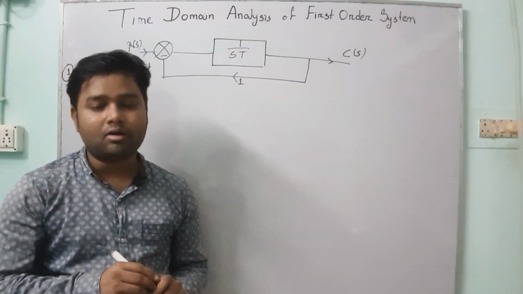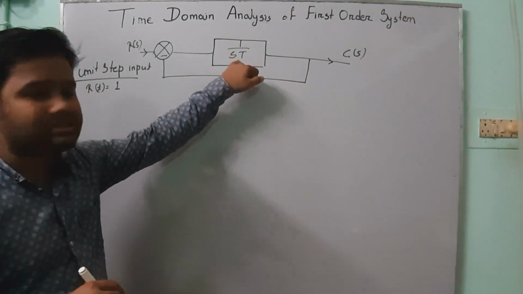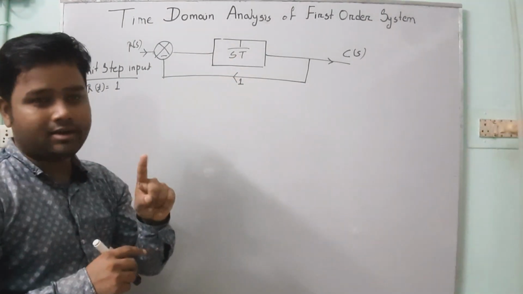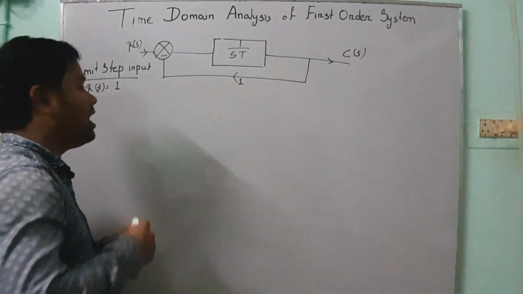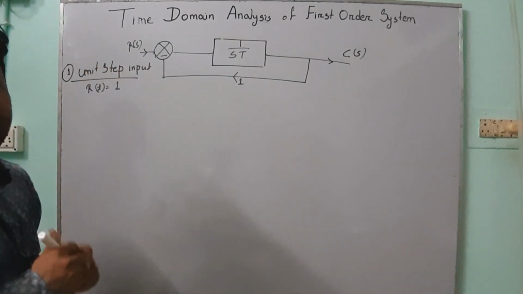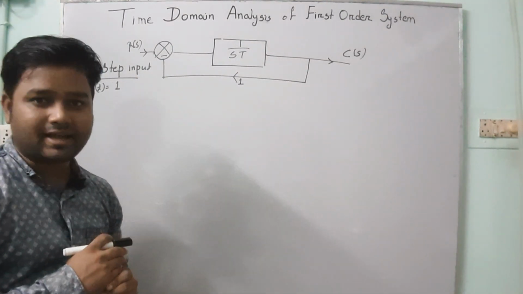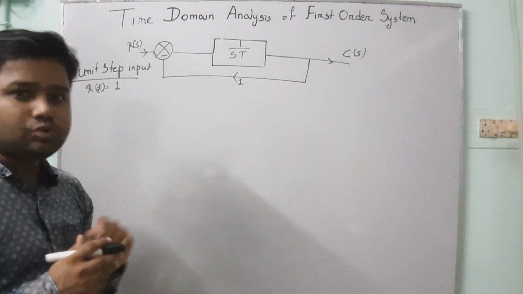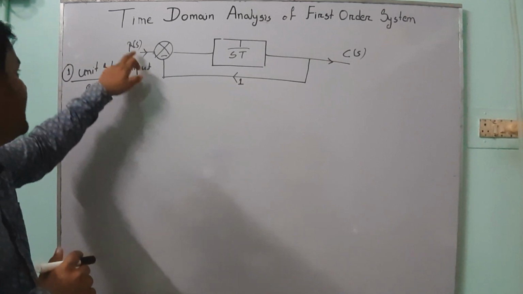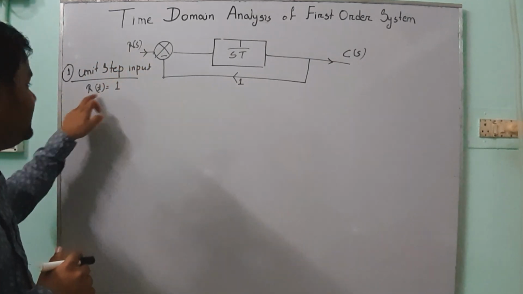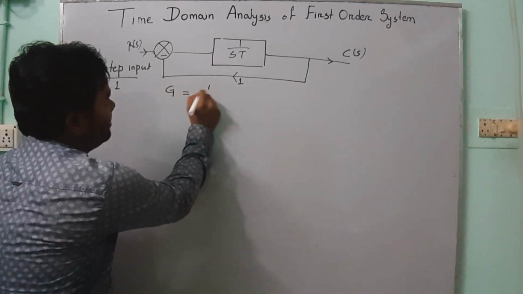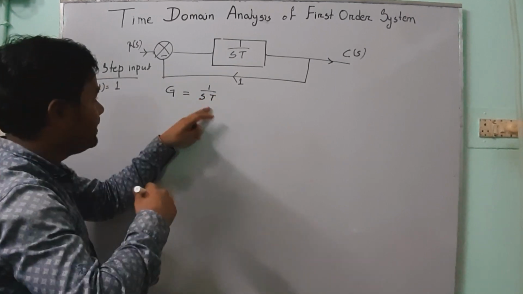This is a transfer function model for a first order system. Here the transfer function is G equal to 1 by sT. Here the power of s is 1, so it is a first order system, and we will test it with various types of inputs. First we will study if the input is a step signal. In the previous class we studied that the input may be of 4 types. First we will study the unit step input. In the unit step input, R of t is equal to 1. Here G is equal to 1 by sT, and the feedback H is 1.